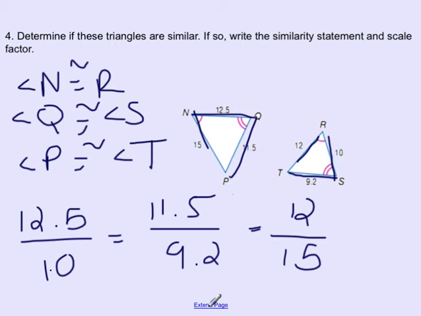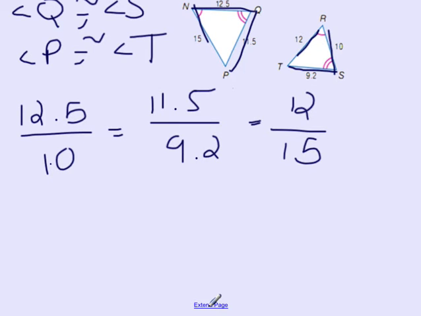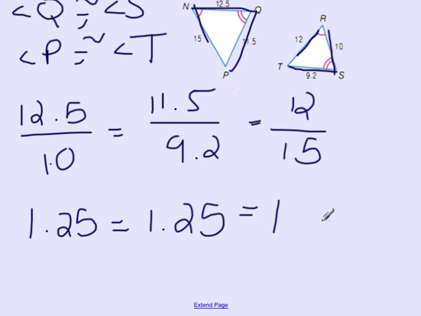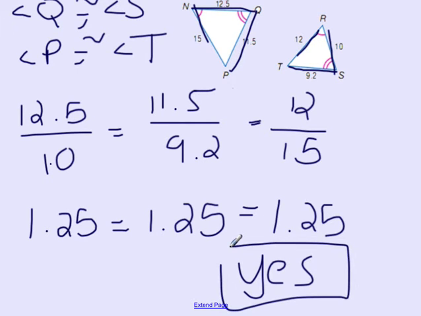So now we're going to go ahead and divide each of those out. 12.5 divided by 10 gives us 1.25. 11.5 divided by 9.2 gives us 1.25. So we can't just assume that because two of them are proportional that they're all proportional. We do have to check all three. 12 divided by 15 is also 1.25. So yes, the two triangles are similar because all of our angles are congruent and our sides are proportional.